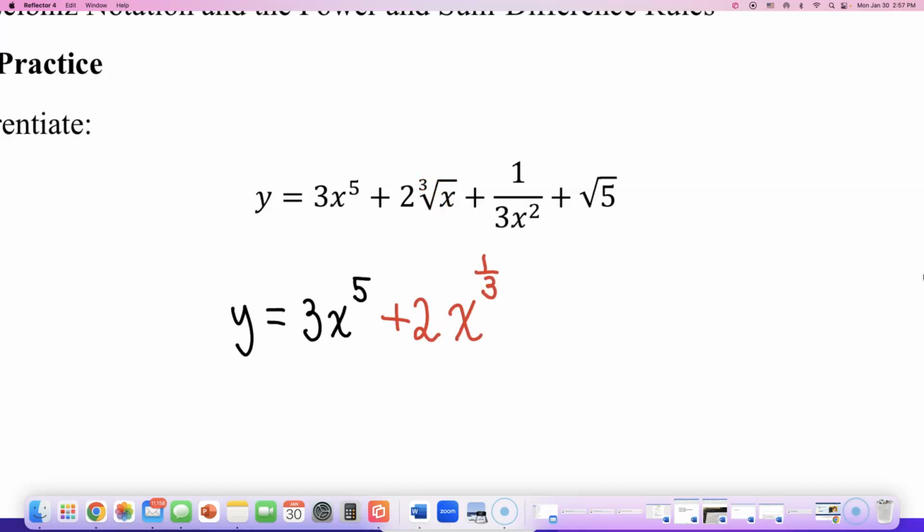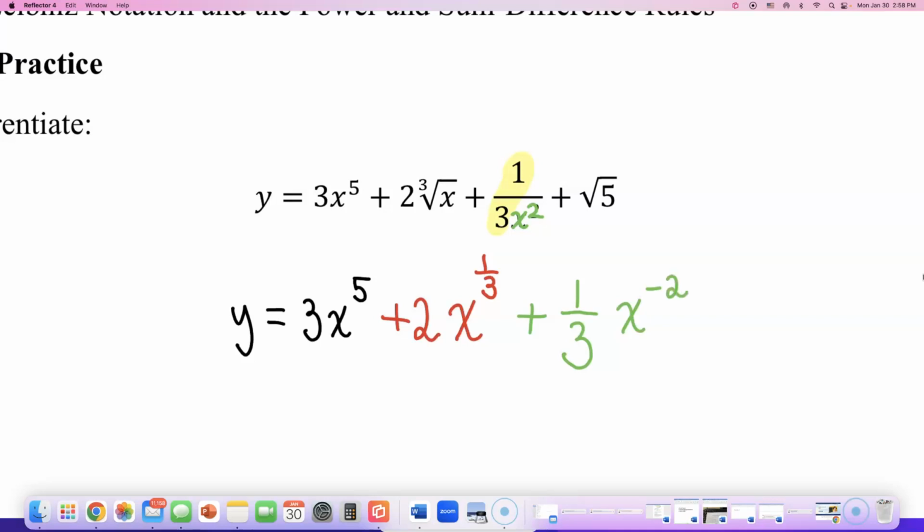Next, I'm now focusing on this x squared in the bottom of the fraction. I'm fine with this 1/3. Leave that 1/3 alone. Write down plus 1/3. But rescue that x squared in the bottom as x to the -2nd power.